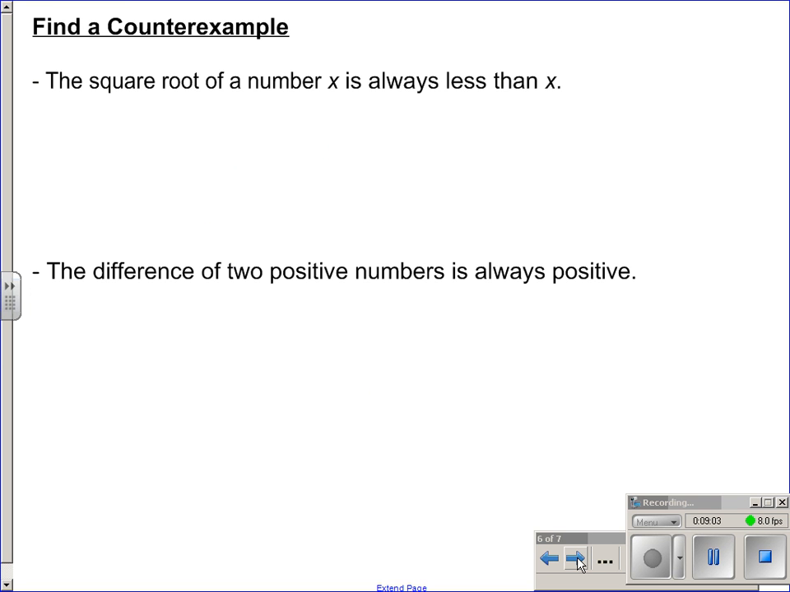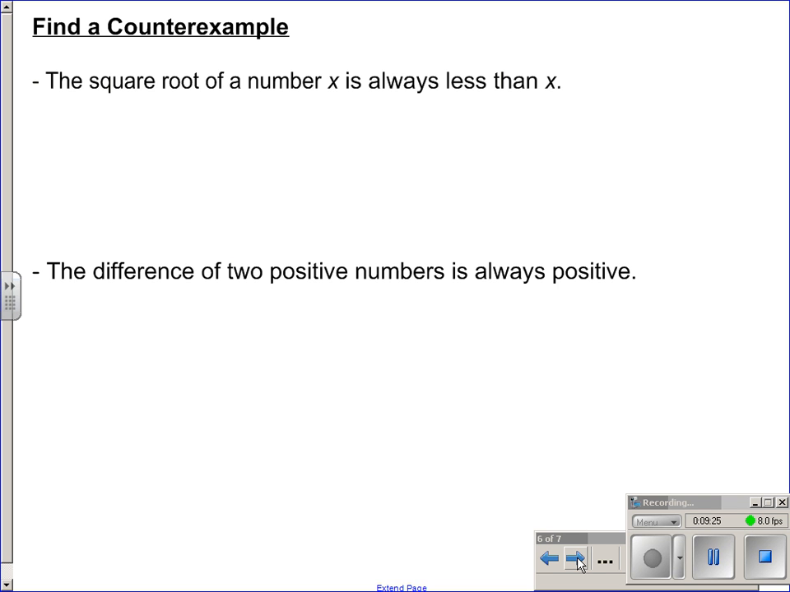Okay, to find a counterexample, again, if you have a conjecture and you're trying to show it's false, you just need that one counterexample. The whole idea of a conjecture is, if it's true, it's going to be true for all numbers, all cases. So if you can come up with that one that is not true, that's all you need. All right, find a counterexample.